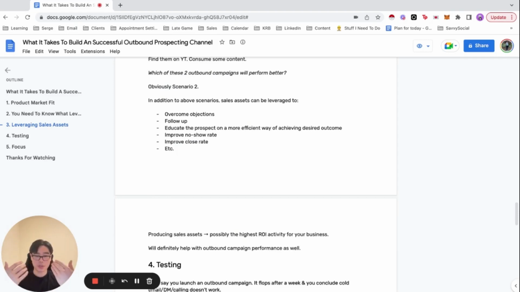And that's why I'm also going extremely hard on content in 2023. And yeah, as you can imagine, it will definitely help with your outbound campaign performance.